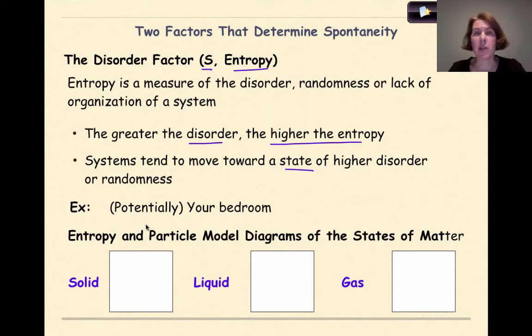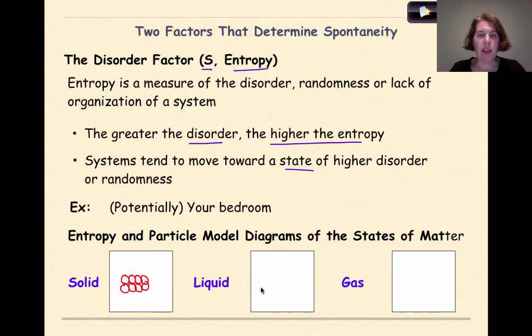So for example, again, we come back to potentially your bedroom. No matter how hard you try to clean it up, it always goes back to being utter chaos. Entropy and particle model diagrams of states of matter. So we could say solid is represented by these little circles right here. This has low entropy. It's very organized. It's together. There's maybe a pattern behind it, but this represents a solid. So that's going to be low entropy.